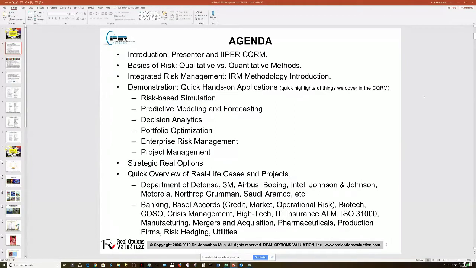And that would be for industries and applications, real-life cases. But we'll also illustrate how we can do it for solutions specific to the banking industry, Basel Accords and credit market, operational and liquidity risk in a bank or insurance company, biotechnology, COSO requirements, crisis management, high-tech IT, insurance, hedging, utility, M&A, pharmaceuticals, production firms, and how you'll be able to apply some of these methodologies across all industries, literally, when we have uncertainties.